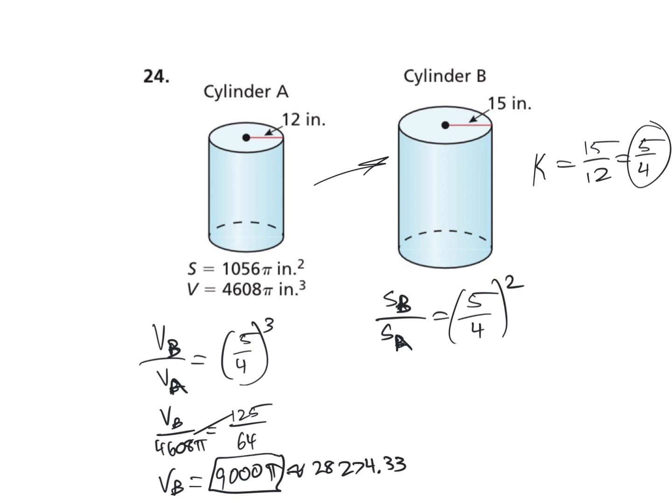Okay, so now we do the surface area. The surface area of B we don't know. Surface area of A is 1,056 pi. And 5 squared is 25, 4 squared is 16. So again, 1,056 times 25 and divided by 16. So the surface area of B is 1,650 pi. And that's square inches here. This is cubic inches here.